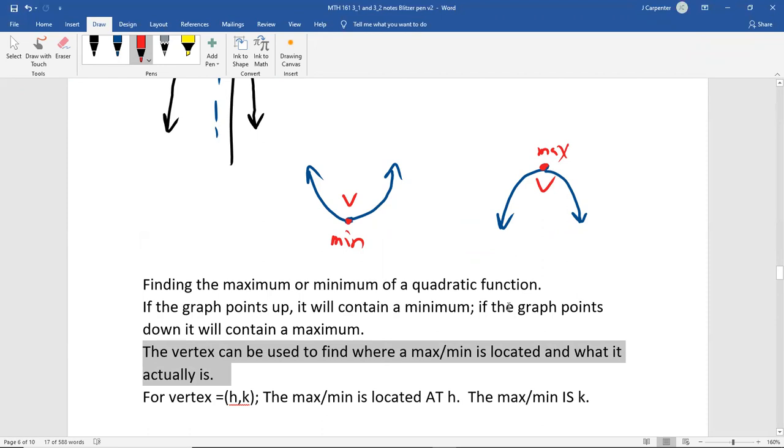The vertex is the location of the max or min. If it points up, it's going to have a min. If it points down, it's going to have a max. Again, it's just direct logic. There is literally nothing complicated about that.